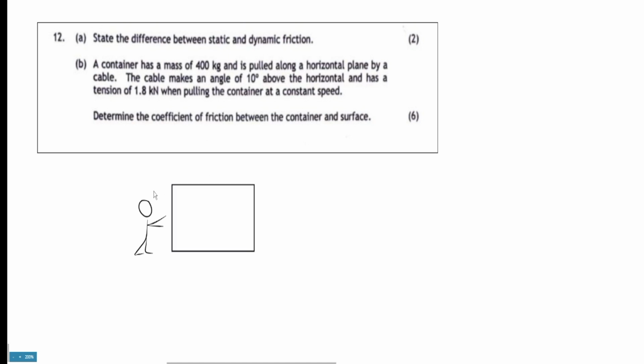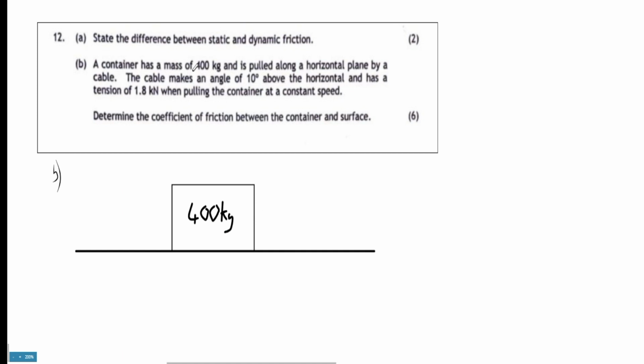This is static friction. Okay, so let's have a look at part B. Let's make it a little bit bigger so we can see it. A container has a mass of 400 kg. So let's draw a diagram of this: 400 kg, and is pulled along a horizontal plane by a cable. Horizontal plane. Let's put that in like this.